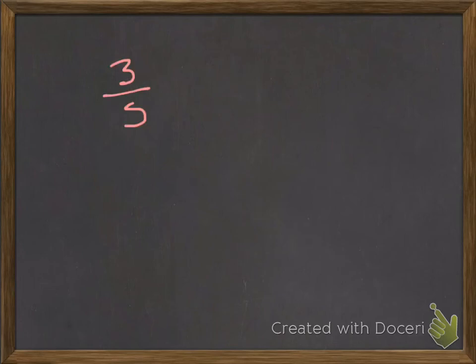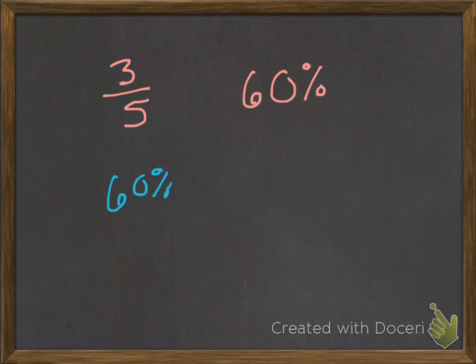Alright, let's look at one more example. 3/5, and let's compare it to 60%. So my percent is already written as a percent, so I don't have to worry about changing that. 3/5 is a percentage that I should have memorized. So 3/5 is actually 60%. And then I'm going to copy down my 60% so I can compare them side by side. 60 and 60, well, those are equal to each other. So my answer is equal.